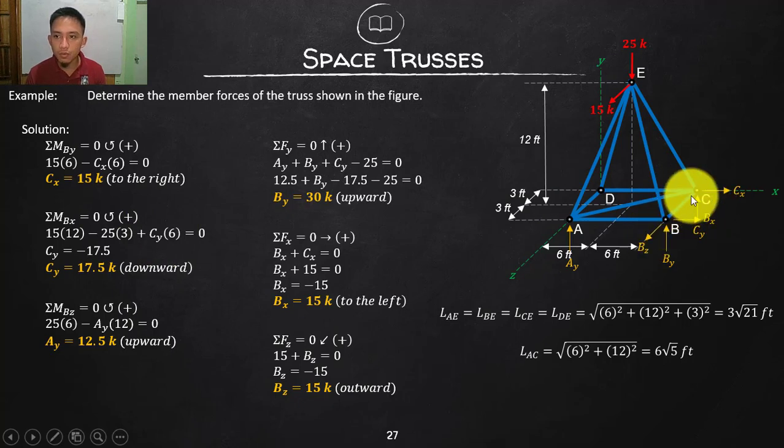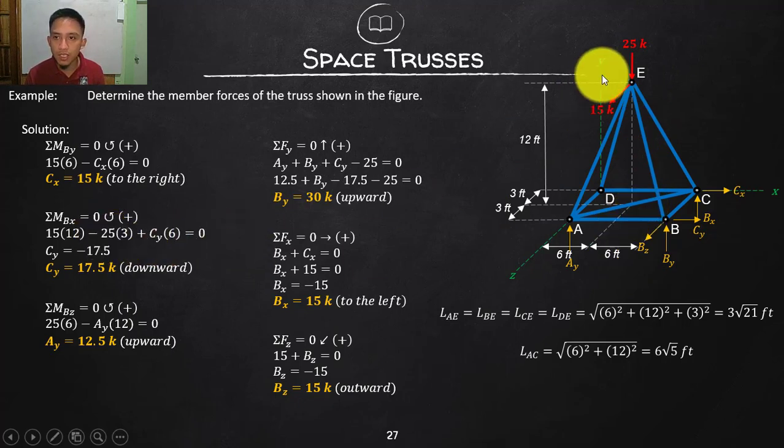And then what else do we have? This one is not passing through and is not parallel, so it has a moment. It will go the same direction as your CY, counterclockwise. So positive 15, and the moment arm, which is the perpendicular distance, is 12. That is the vertical distance.